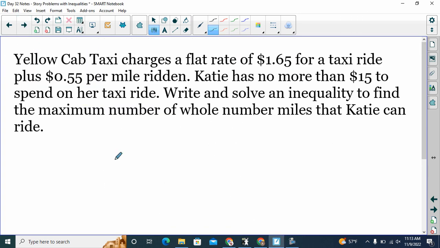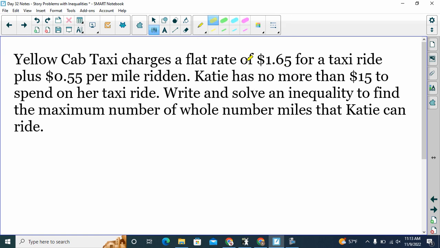Example 3 says Yellow Cab Taxi charges a flat rate of $1.65 for a taxi ride, plus 55 cents per mile that the customer rides. Katie has no more than $15 to spend on her taxi ride. Write and solve an inequality to find the maximum number of whole number miles that Katie can ride. So again, we're not doing a fraction of a mile.